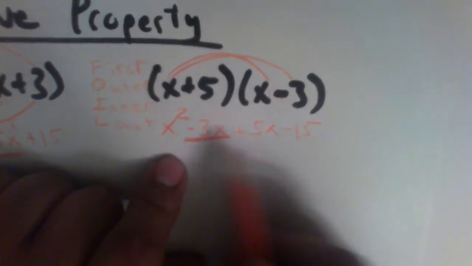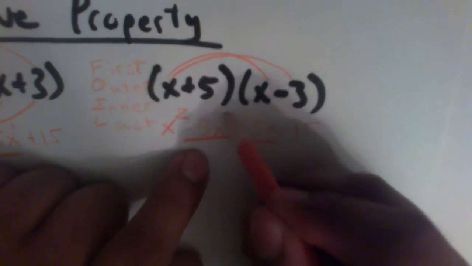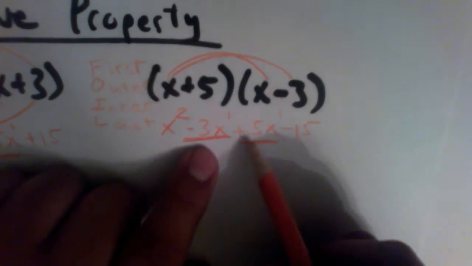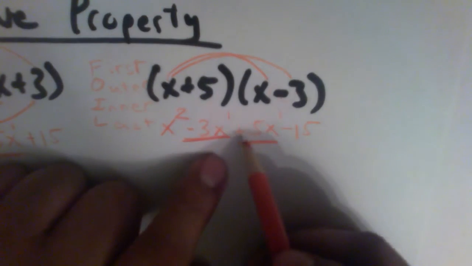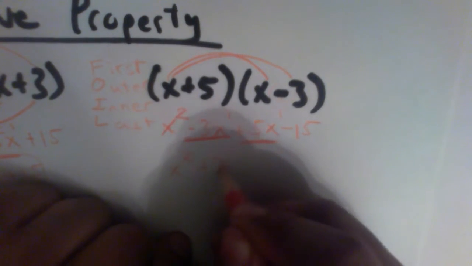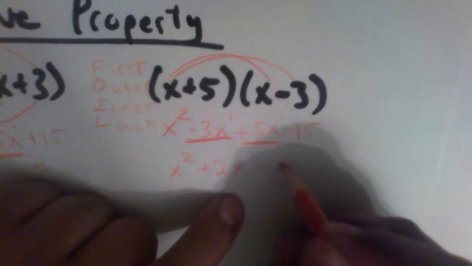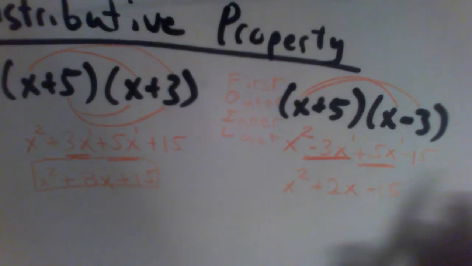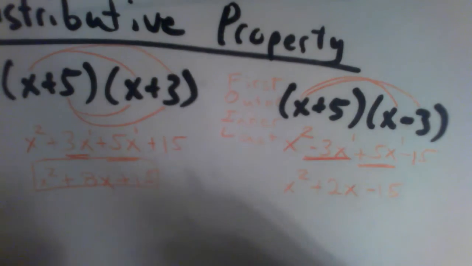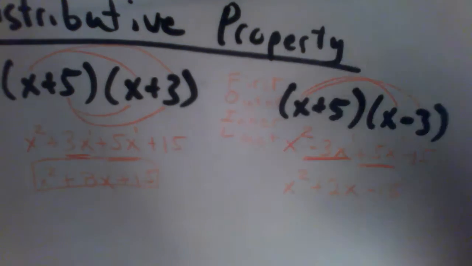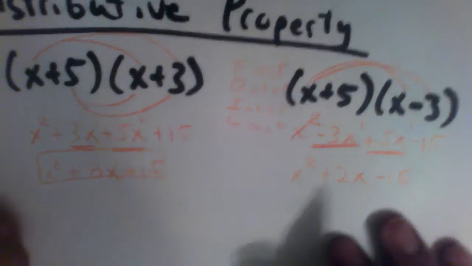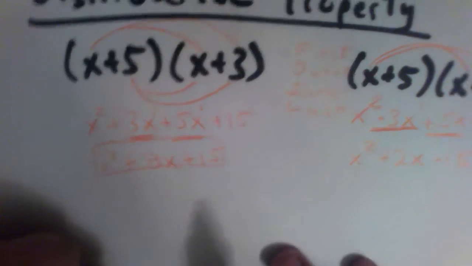Now I have minus 3x and 5x. They're both to the power of 1, so again a good indication that you can combine them. Minus 3x plus 5x gives me 2x. So x squared plus 2x minus 15. FOIL is generally categorized as a little part of the distributive property, but anywhere you have parentheses with something outside of it, that's when the distributive property is used. So let's go on to the main examples.